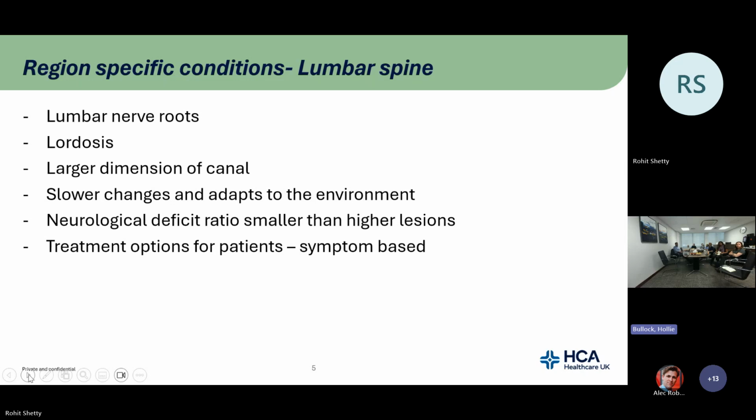purely because the neurological structures in the lower lumbar spine, i.e. your nerve roots, adapt to this environment. And because it's a much slower process, they're saying, listen, I'm used to this environment. I'm not going to trouble you unless there's an environmental trigger which declares itself, which is why lumbar pathology is present in a lot of people, but they adapt to it purely because of these slow changes which occur over a period of time.